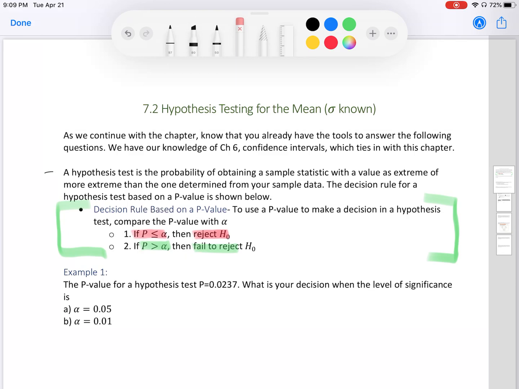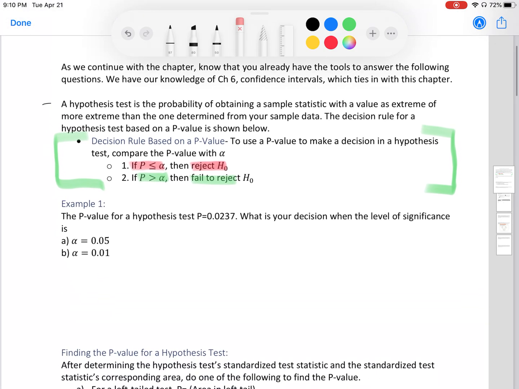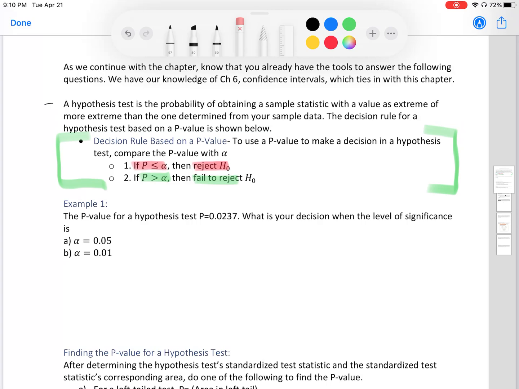Let's do example 1. The p-value for a hypothesis test, P, is equal to 0.0237. What is your decision when the level of significance is A, alpha is equal to 0.05, and B, alpha is equal to 0.01? Okay, so when you're working through these problems, we're getting set up to work with comparing these alphas to our conclusion. Always have the setup, P and alpha. So let's do A. Let's set up P and alpha.